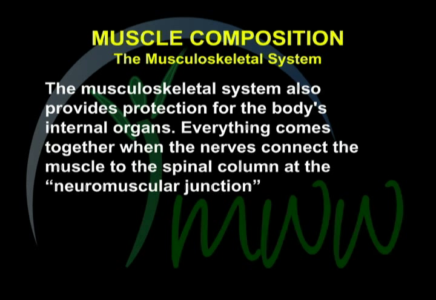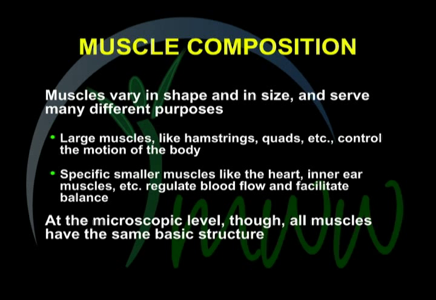Everything comes together when the nerves connect the muscle to the spinal column at the neuromuscular junction. Muscles vary in shape and in size and serve many different purposes. Large muscles, like hamstrings and quads, control the motion of the body. Specific smaller muscles, like the heart and inner ear muscles, regulate blood flow and facilitate balance. At the microscopic level, all muscles have the same basic structure.